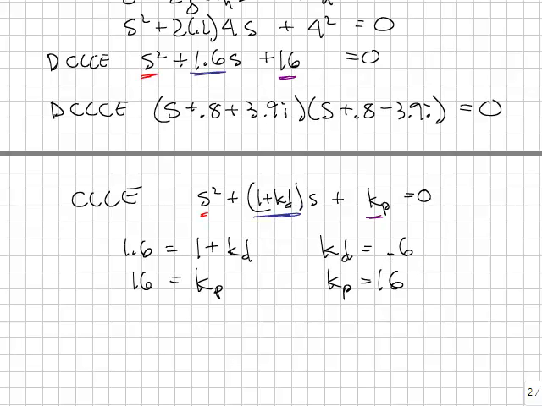Remember, this method only works if you know a valid closed loop characteristic equation. If you don't, then you need to use an iterative method with root locus, which is the next method.